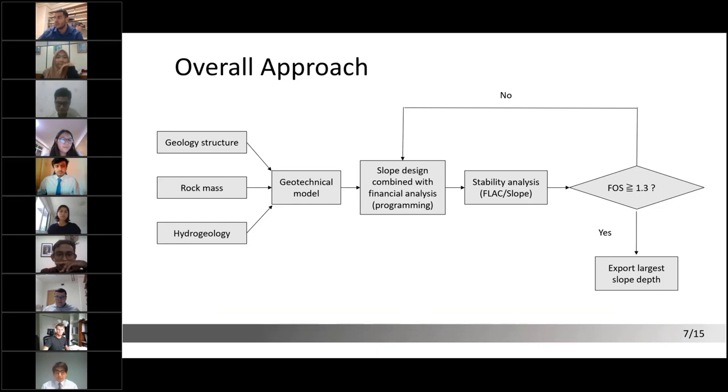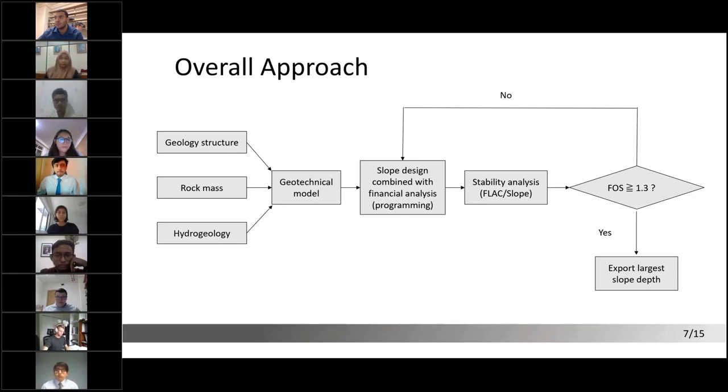Our overall approach pretty much consisted of gathering up all the data, putting it into a geotechnical model, and then creating that 2-slope model in FLAC. Initially, we did some basic trial and error, and we realized that we could not make the model greater than 600 meters while also satisfying the financial criteria. So after that, we created this cost function and slope optimization program, and we used that to design a whole bunch of designs between 400 to 600 meters depth.